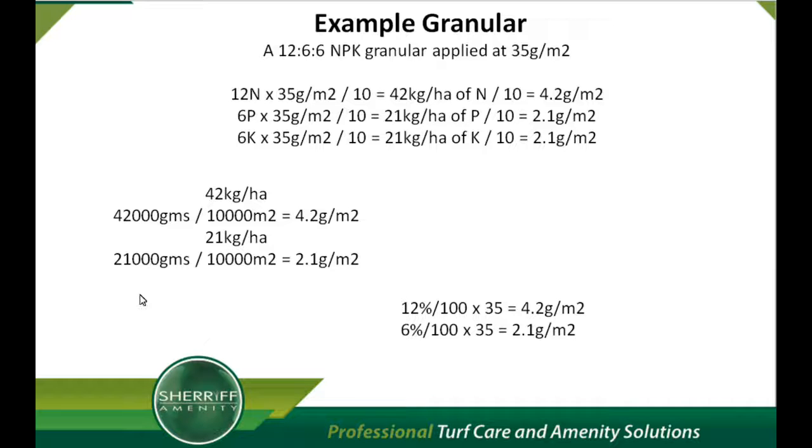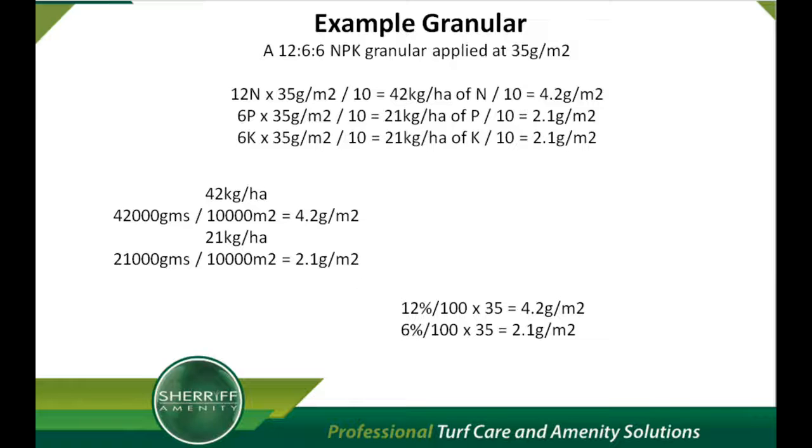In effect, we are taking the number of grams per hectare, and in the case of nitrogen this is 42,000 grams, and dividing it by the number of meters squared in a hectare, which is 10,000, and this will equal 4.2 grams per meter squared, as we have seen above. Simply repeat for phosphate and potassium, both 21,000 grams divided by 10,000, which equals 2.1 grams per meter squared.